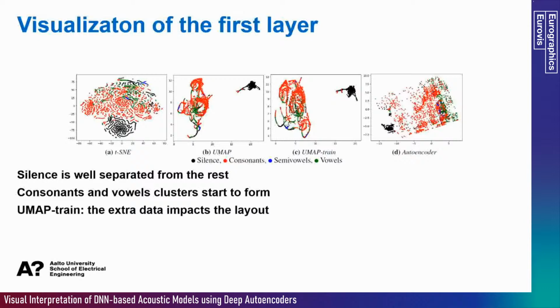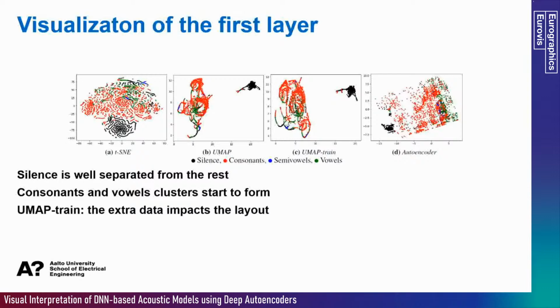One last thing I need to point out is the difference between UMAP and UMAP train. Technically, the only difference between them is that the latter used more data before optimization. Still, they are visualizing the same vectors, so technically they should look very similar. Unfortunately, we can see the differences between them, especially when we look at the red cluster. This reinforces our issue with UMAP and actually with TSNE, that adding some extra data changed the layout significantly.